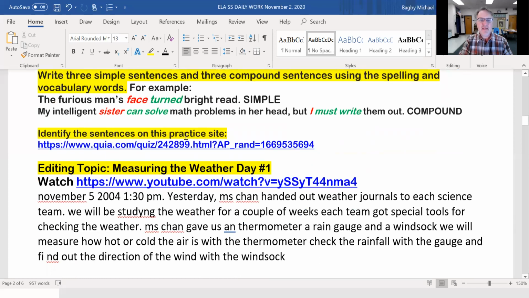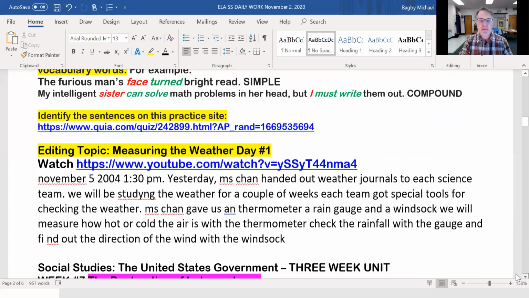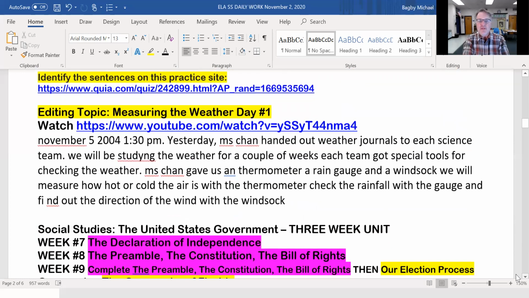And then identify the sentences on this practice page. We have a new editing topic. It's about weather instruments, what we use to measure the weather. And there's a cool little video about weather instruments.